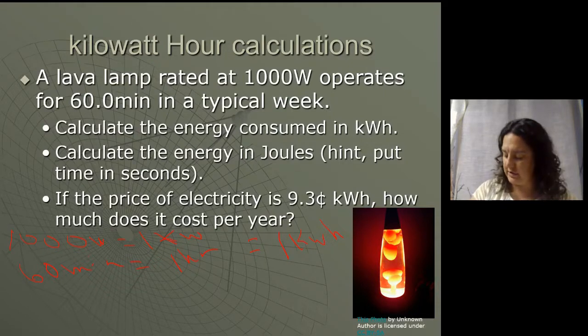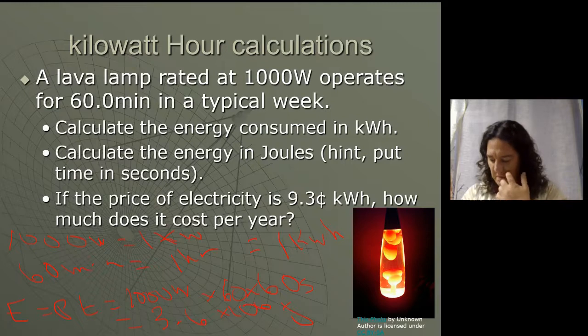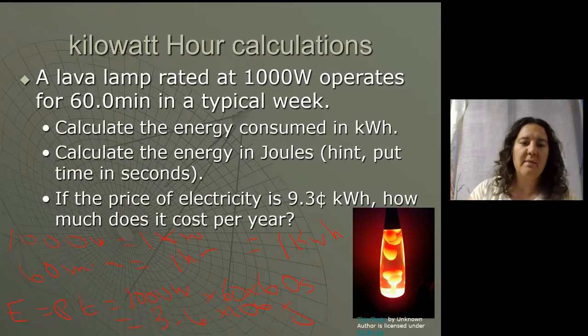Now we want to calculate the energy that is consumed in joules. So we're going to take energy is equal to power multiplied by time. So we're going to take 1,000 watts, multiply this by 60 minutes, by 60 seconds, and we get a total of 3.6 times 10 to the 6 joules. Okay. So that's how much energy is used in joules using this lava lamp.